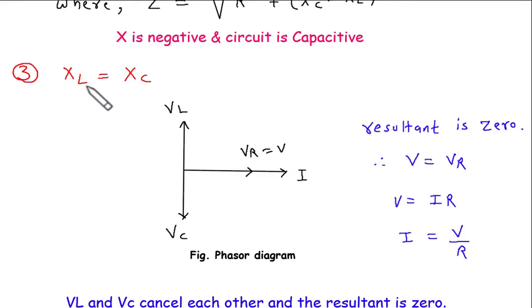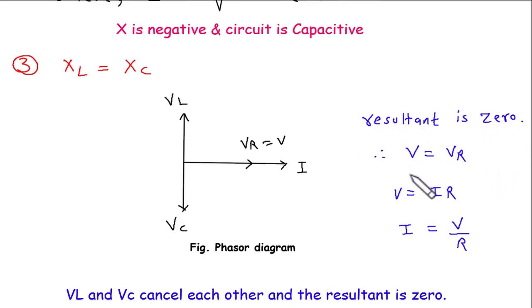Now third condition, when XL is equal to XC. So VL is equal to VC. We can say voltage drop across inductor is equal to voltage drop across capacitor. Now this VR will be in phase with this current and resultant is 0. So V is equal to VR.